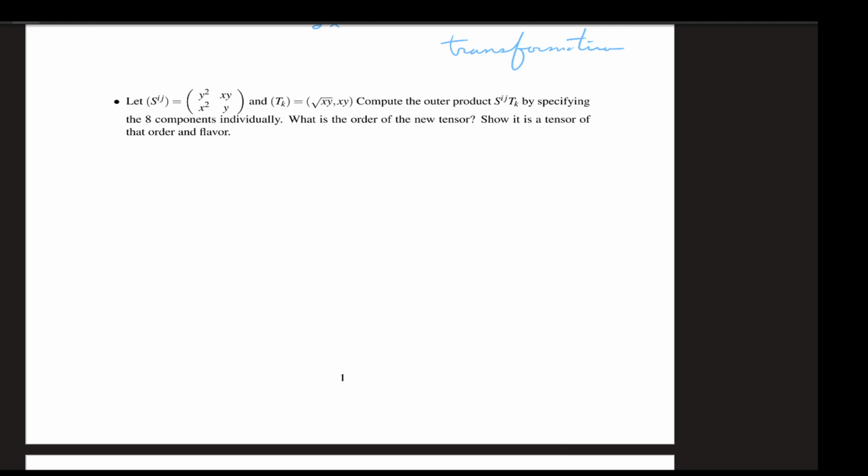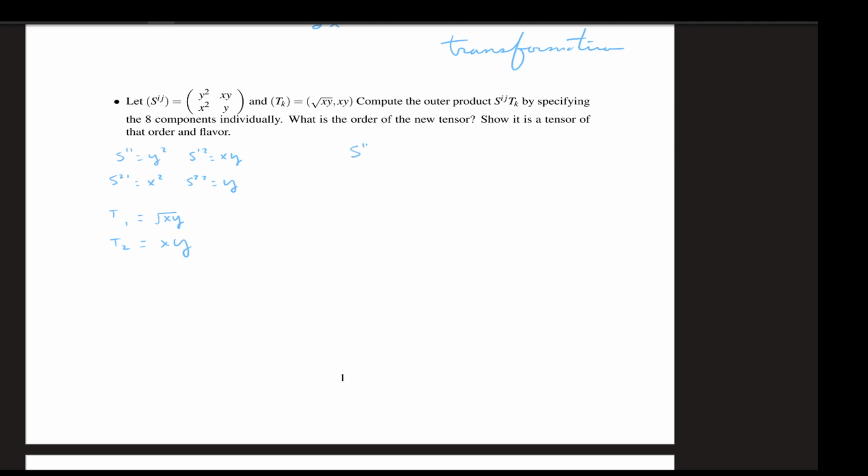Look at the next problem here. We have S11 is y squared, S12 is xy, S21 is x squared, and S22 is y. Also, T1 down is going to be square root of xy, and T2 down is going to be xy. It says compute the outer product Sij Tk by specifying the 8 components individually.